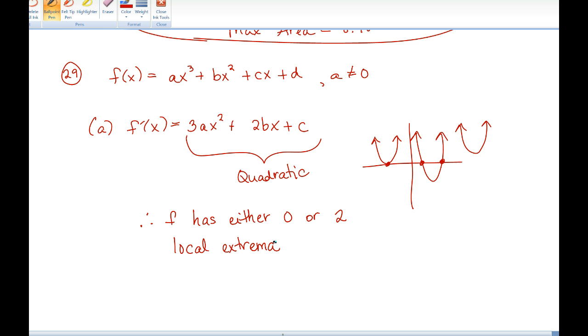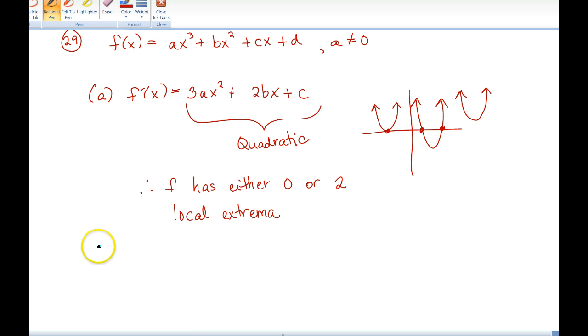And then give an example of each possibility in part A. So for part B, an example for no extrema would be f of x equals x to the third. This is like this one right here, where we get 3x squared, and that only has a critical point at 0, but there's no sign change.